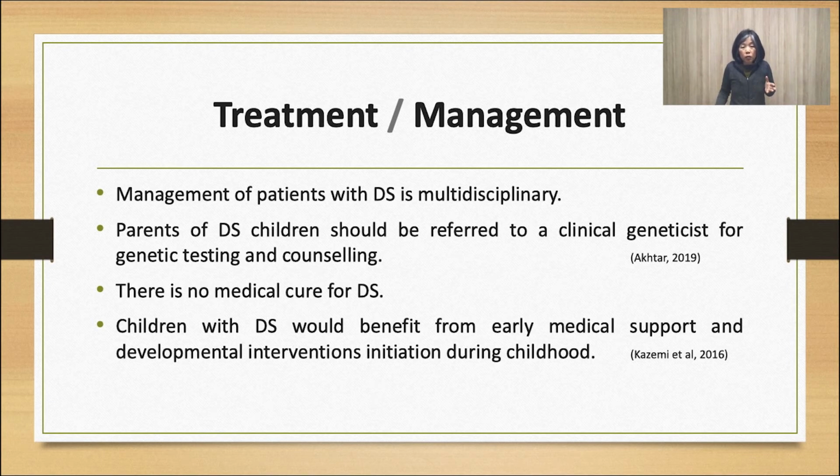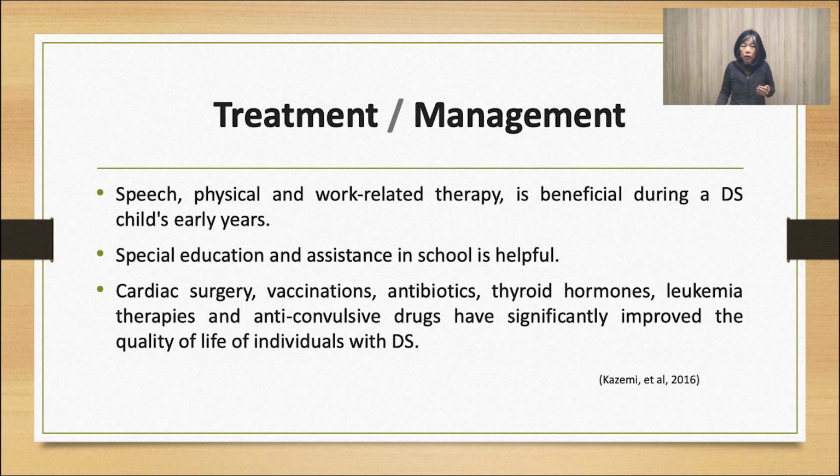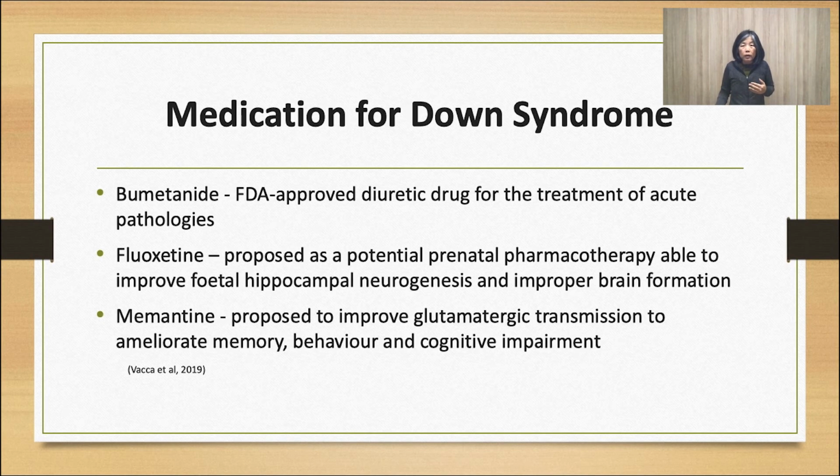At present, there is no cure for Down syndrome, but what needs to be done is multidisciplinary. Young children should be referred with their parents to a clinical geneticist for counseling and testing, and they would also definitely fare better with support from a young age in schools and centers of learning, as well as speech therapy, physical therapy, and so on. The next slide will tell you the medication for Down syndrome, and the list includes Donepezil, Fluoxetine, and Memantine.